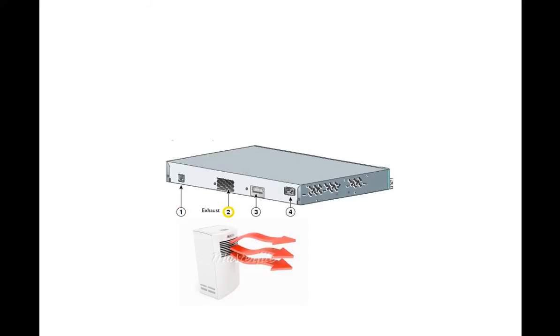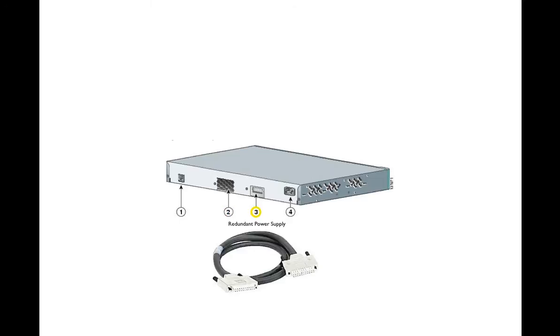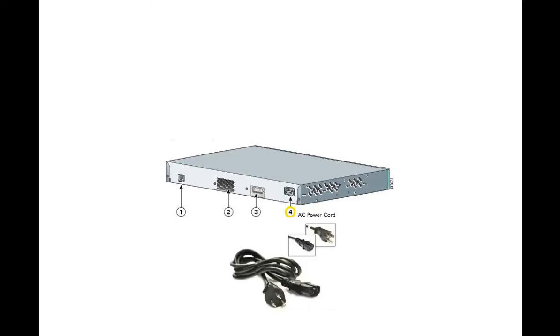Placement 2 is where the exhaust would come out, or the warm air, because it is a computer and it does run electronics there. Things tend to get warm, and that's where the exhaust would come out. 3, the slot there, would be used for redundant power supplies if you need them. And 4 is where you'd plug the AC plug into on the back of this 2960 switch.